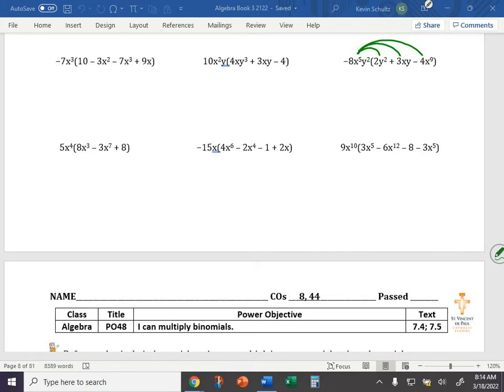Do we have to put the powers in order? So 2, 3, 4, 5, 6, 7, 8, 9, 10. The standard form is actually from greatest to least order.